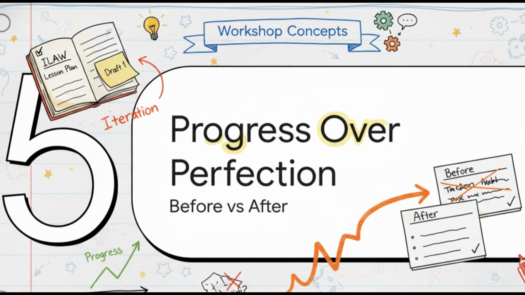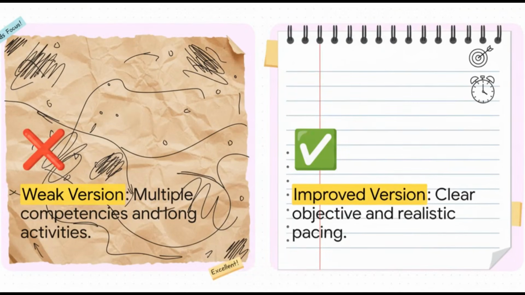And that brings us to our final part today, Section 5, Progress over Perfection, Before versus After. When we put these two approaches side by side, the difference is literally night and day. The weak version is just crowded with notebook scribbles, multiple competencies, exhausting activities, and an assessment that just kind of leaves you guessing. Honestly, it looks exhausting just reading it. But the improved version? It's clean: one clear objective, an activity that aligns flawlessly, a focused assessment, and most importantly, realistic pacing that accounts for real human beings in a classroom. The improved version doesn't just look cleaner on paper, it flows so much better when you're actually standing up there in front of your students.